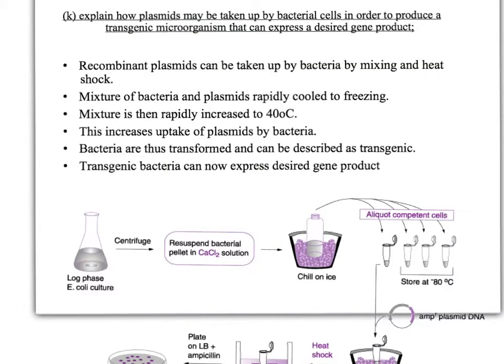Okay, I've also mentioned in my previous screencast a bit of this before, but here's another method. It says, explain how plasmids may be taken up by bacterial cells in order to produce a transgenic microorganism. A transgenic microorganism is a microorganism which has had a gene inserted into its DNA, so that it can express the gene. This could be our insulin, for example. So how do we get the plasmid into the bacteria so that the bacteria can express that gene and produce our insulin?